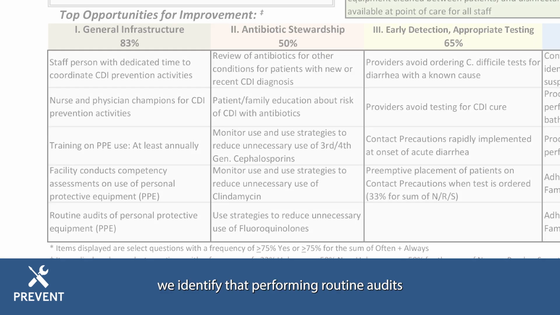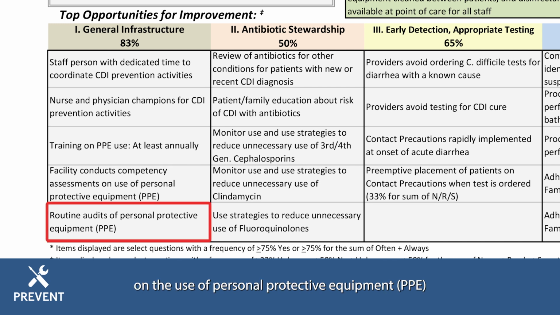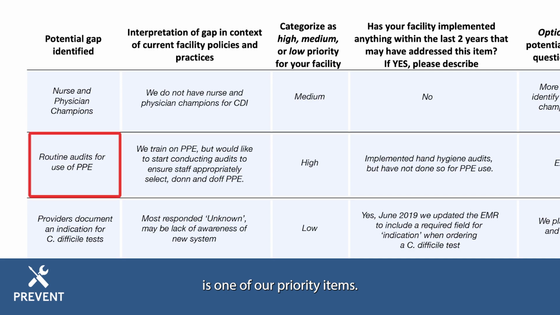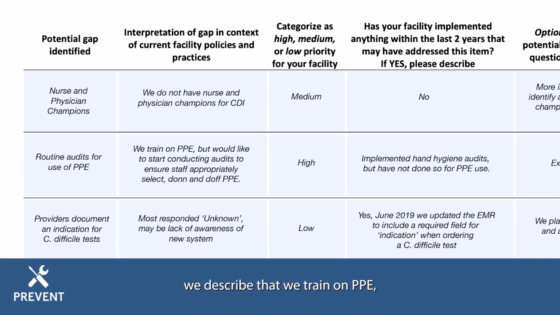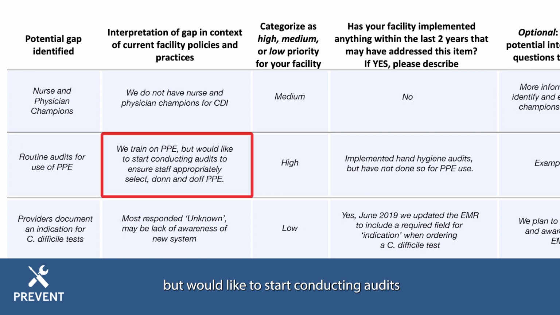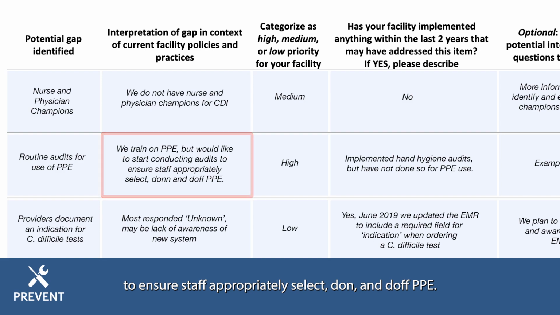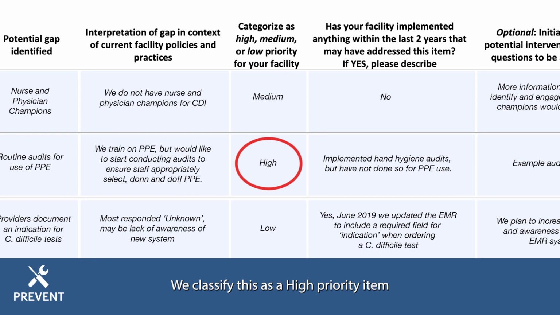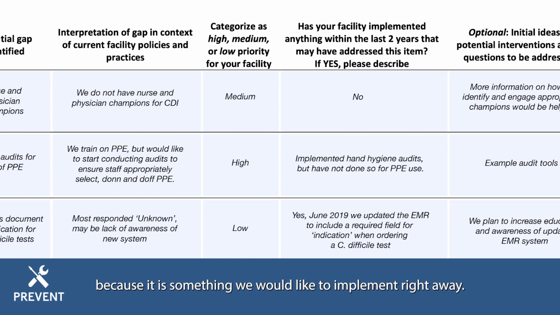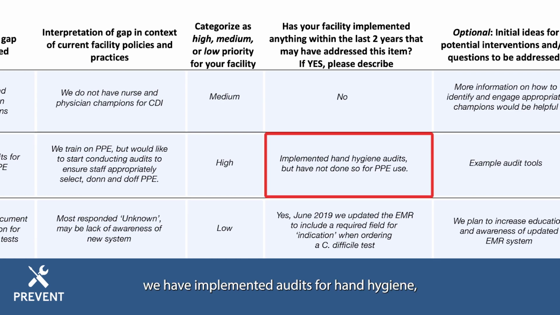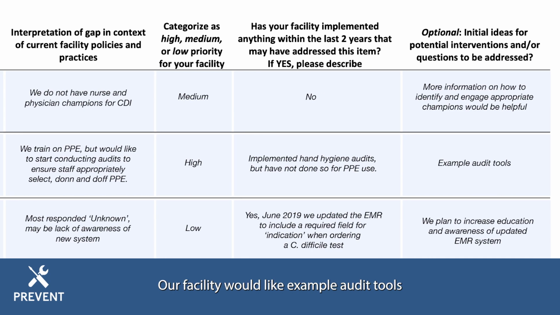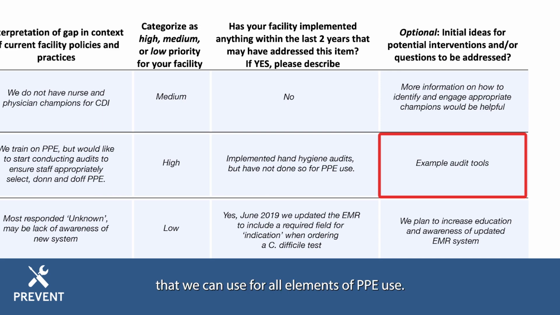In another example, we identified that performing routine audits on the use of personal protective equipment, or PPE, is one of our priority items. When considering our current practices, we describe that we train on PPE, but would like to start conducting audits to ensure staff appropriately select, don, and doff PPE. We classify this as a high priority item because it is something we would like to implement right away. In the past 2 years, we have implemented audits for hand hygiene, but have not done so for PPE use. Our facility would like example audit tools that we can use for all elements of PPE use.